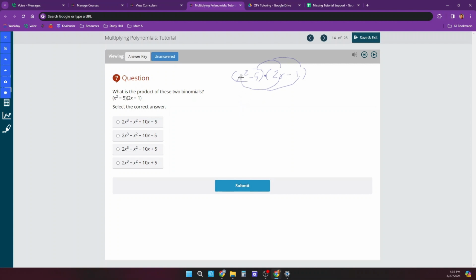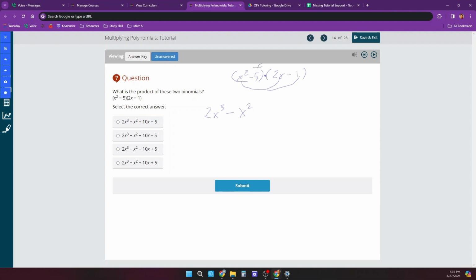So let's take a look first at our first term being multiplied into the second binomial. So this becomes 2x to the third, because x squared times 2x is 2x to the third, minus, that becomes x squared times -1, that would be negative x squared. And now we've multiplied our first term into everything in the second binomial.